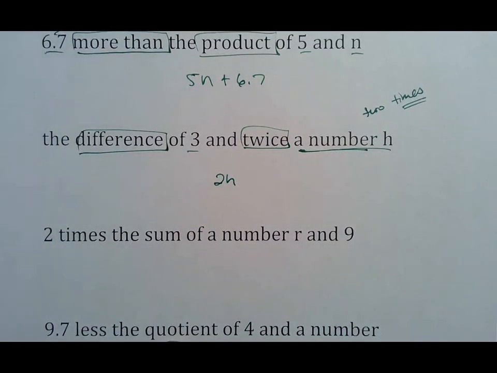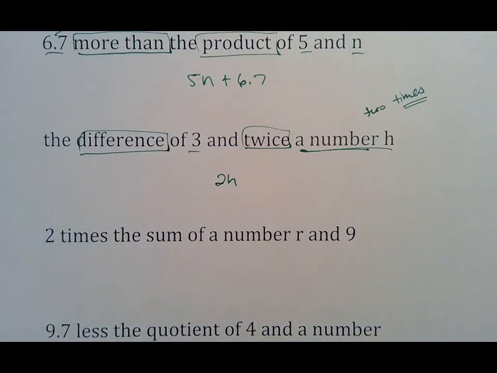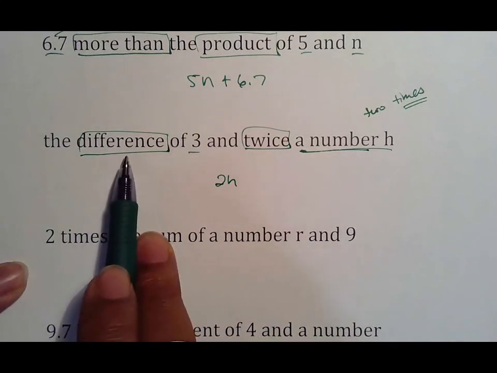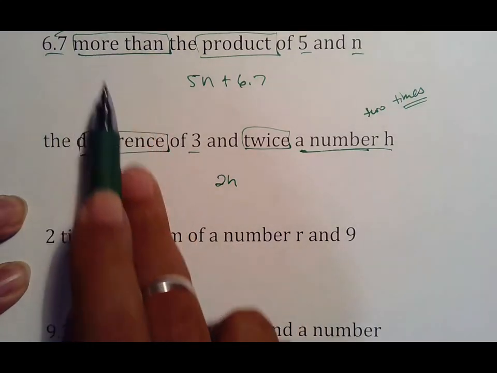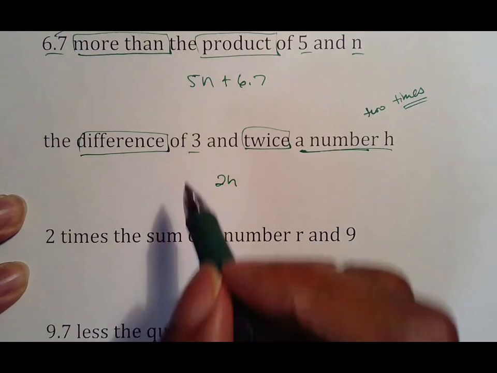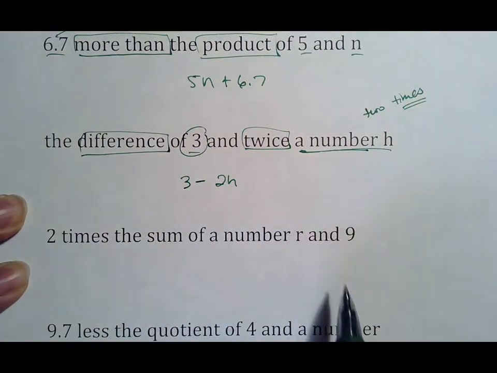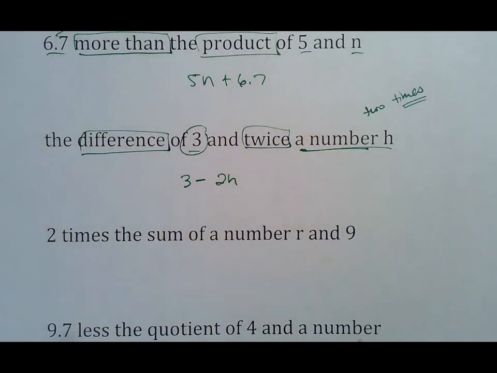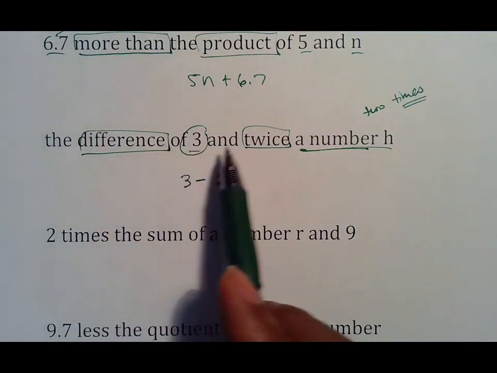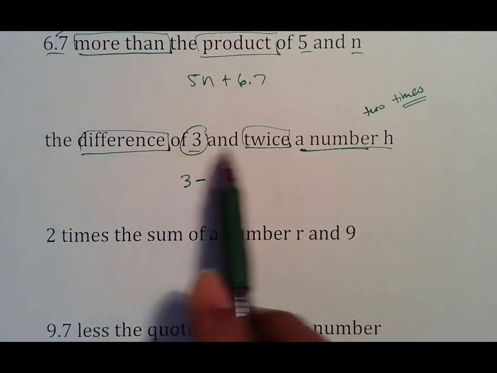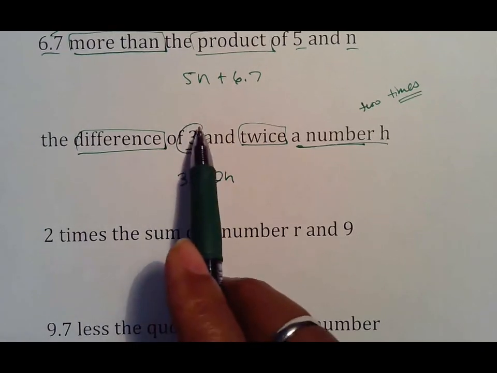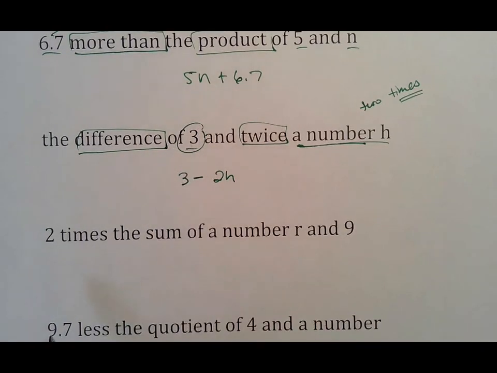Now pay attention here though, because difference means you've got to pay attention to the order. Difference means subtract, but it's not a less than or more than, which means whatever's first goes first. And since 3 is first, it's going to be 3 minus 2h, not 2h minus 3. Now if this was 3 less than twice the number h, then the 3 would move to the back. But because this is first, it must stay first in the order here.